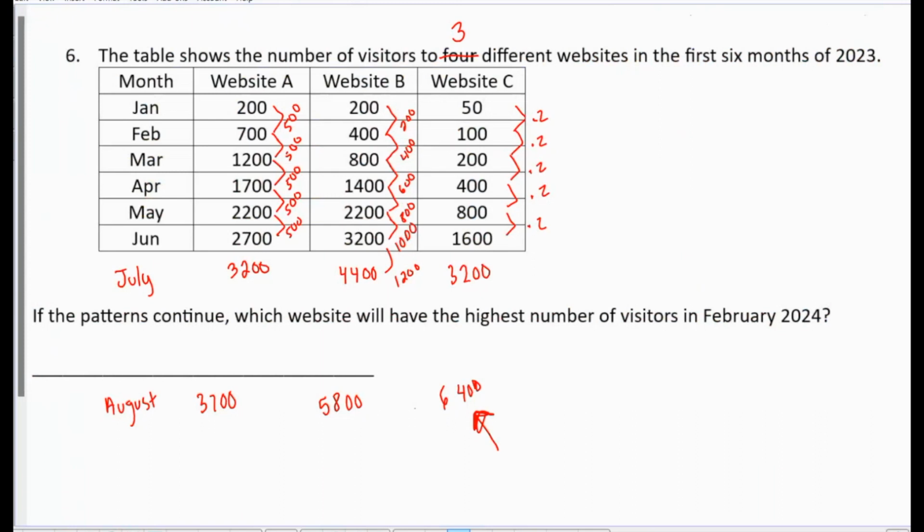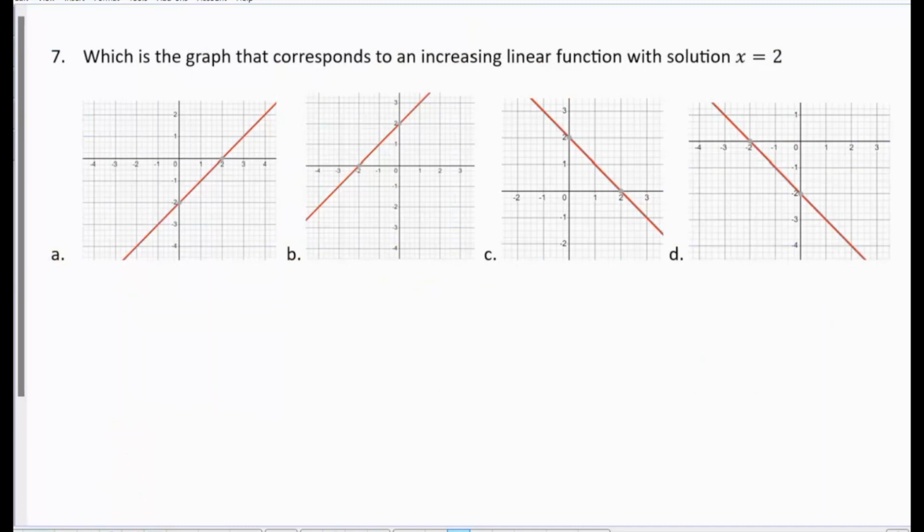And I went over in class that exponential functions will always beat anything that's adding or subtracting, no matter how high the pattern looks. So we know website C will have the highest number. And you could keep going. We could do August, September, and then October, and then all the way down to February of 2024. But we should remember, if we are multiplying, that's always going to increase at a faster rate than if we're just adding and subtracting.